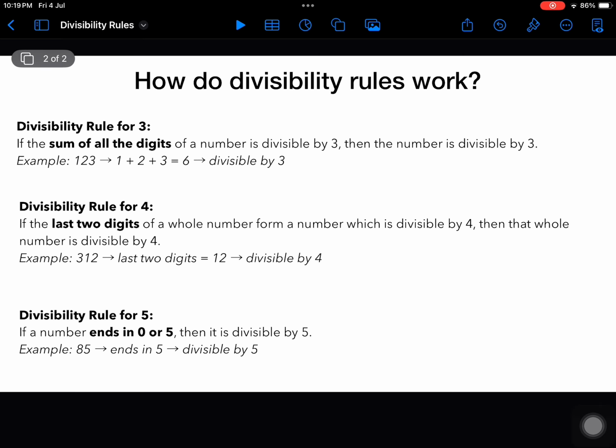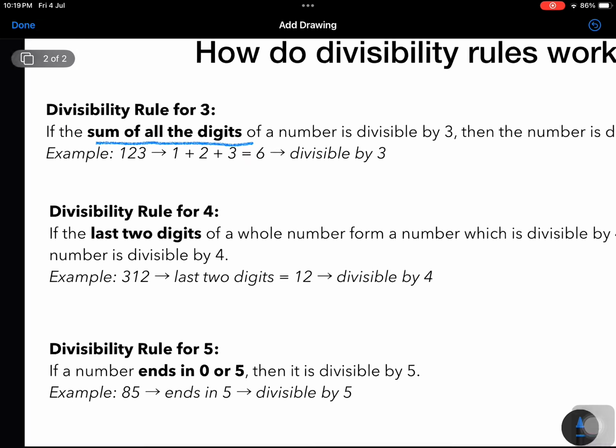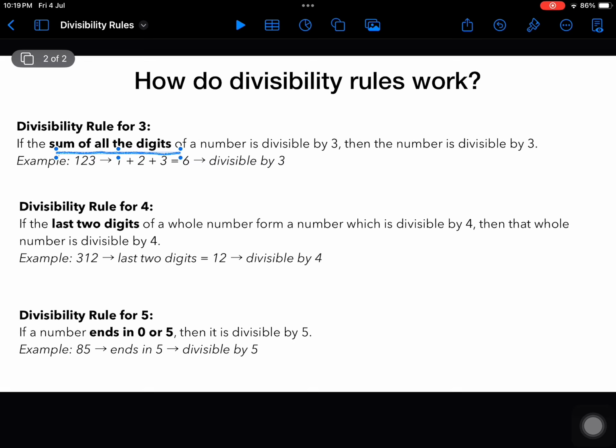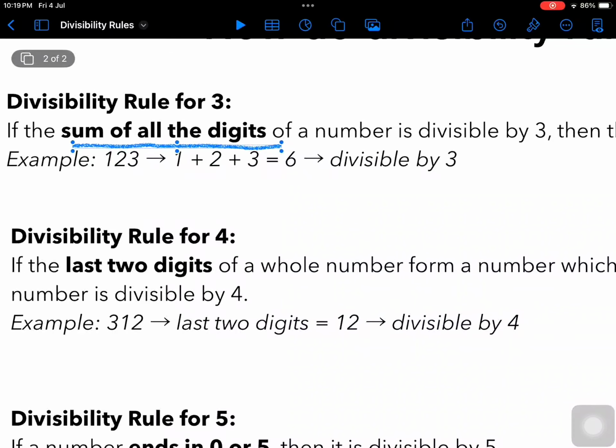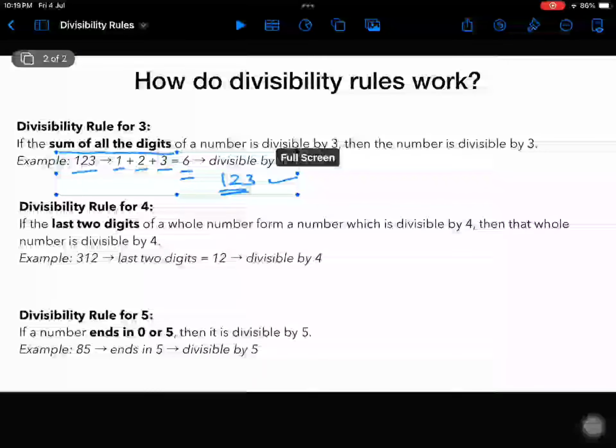I'm sure you're aware of the simple rules like the divisibility rule for 3, which states that if the sum of all the digits of a number is divisible by 3, then the number is divisible by 3. Here is an example as well. 123: all we need to do is add 1 plus 2 plus 3, which gives us 6. And since 6 is divisible by 3, we say that the number 123 is indeed divisible by 3.